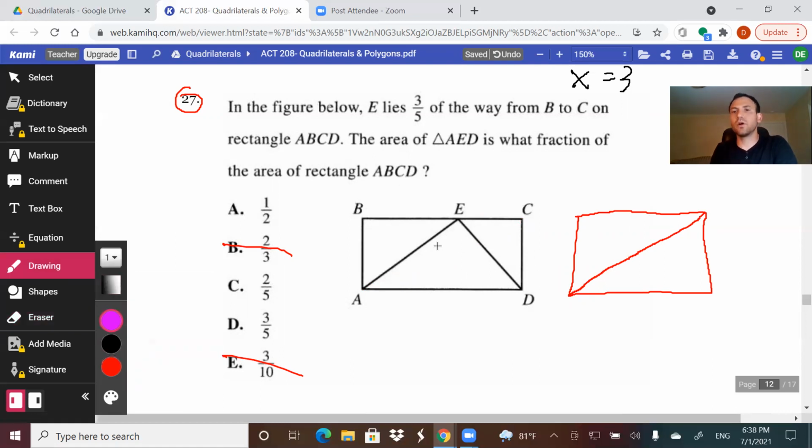How do we know that? Well, I'll tell you how we know that. The area of this rectangle is the height times the base, right? Well, if you look at, so the area of the rectangle is base times height.